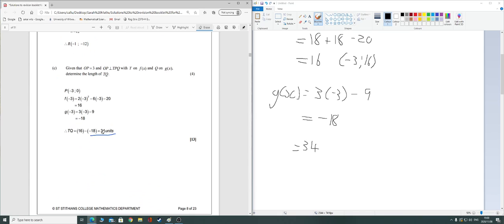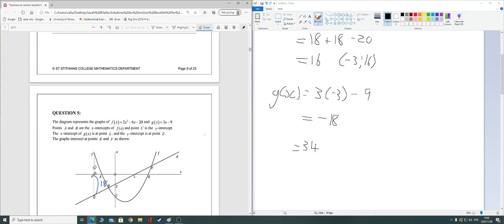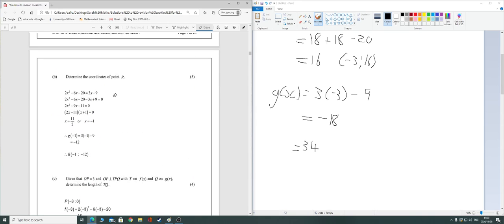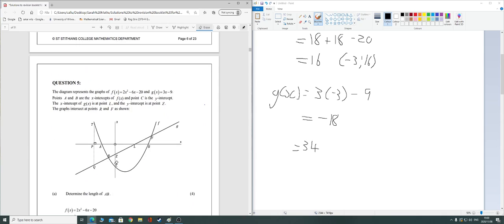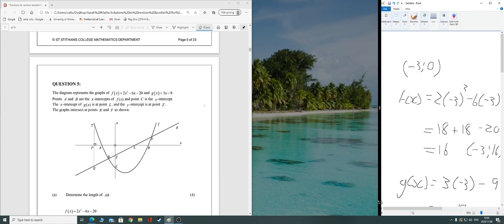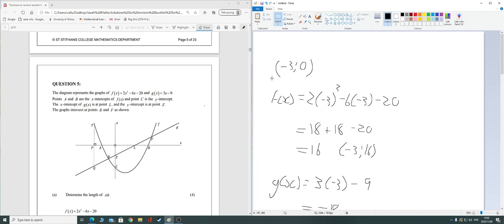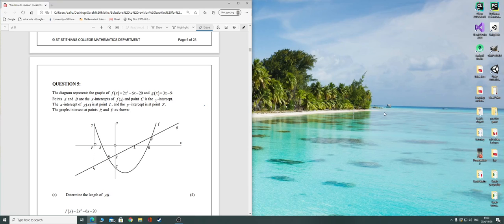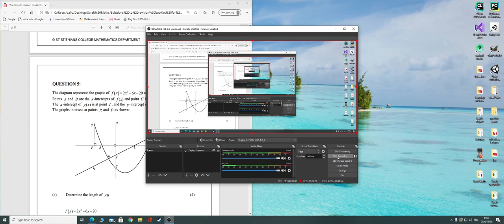And that is question 5. You can see that it's very quick, very easy. It honestly didn't take much calculating at all. And yeah, it was completely manageable. And I managed to get through it quite quickly. Cool, bye.